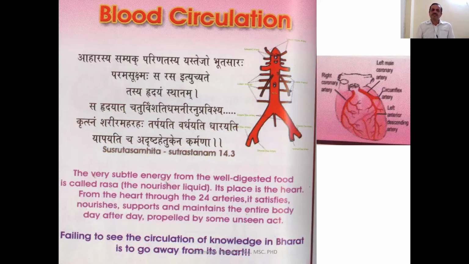the well-digested food, aharasya samyak parinatasya yastejo bhutasaraha paramasukshmaha sarasa iti uchyate tasya hridayam sthanam sahridaya chaturvamshati dhamani anupravishya कृष्णं शरीरमहरः तर्पयति वर्धयति धारयति यापयति च अदृष्टहेतुकेन कर्मणा. The very subtle energy from the well-digested food is called rasa, the nourisher liquid. Its place is the heart. From the heart through the 24 arteries, it satisfies, nourishes, supports and maintains the entire body day after day, propelled by some unseen act.